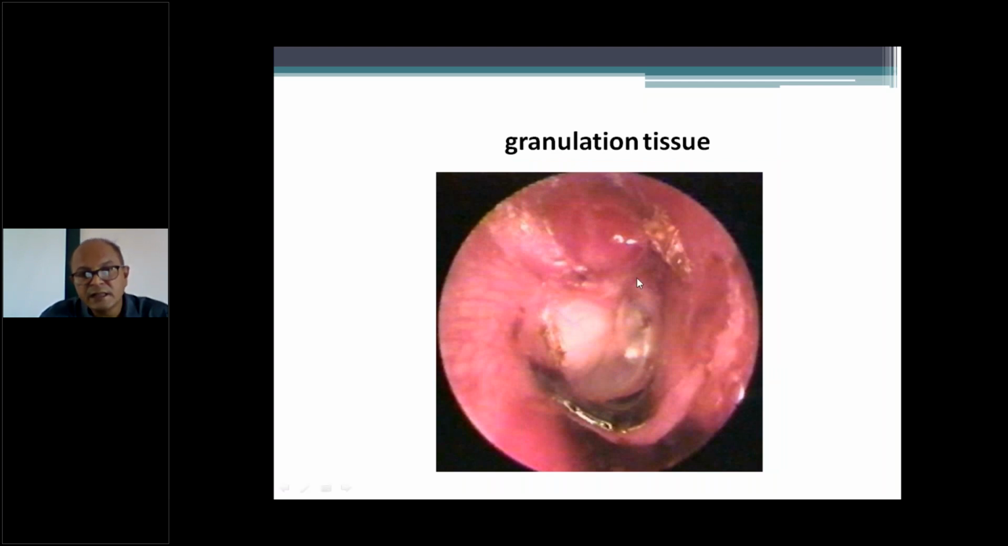You can see here clearly a big polyp or granulation tissue in the attic region, and you can see a yellowish white mass. This definitely is a cholesteatoma.